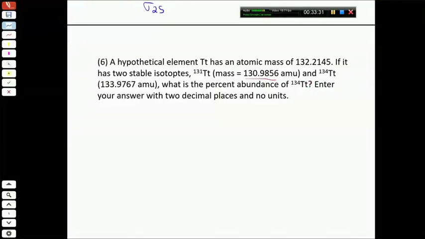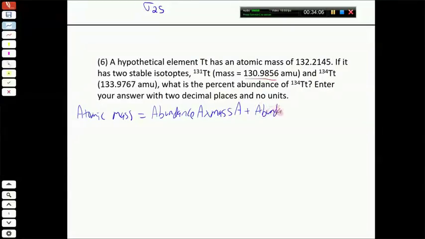We want to know what is the percent abundance of isotope 134, and we want to answer with 2 decimal places. There's only really one equation associated with the concept of atomic mass here, which is that the atomic mass of an element is equal to the fractional abundance of one isotope, which we'll call A, times its mass. When we say weighted average, it's not just a simple average of the masses, we have to multiply each mass by the abundance of that isotope before adding them together. And then it's the abundance of the second isotope times its mass.